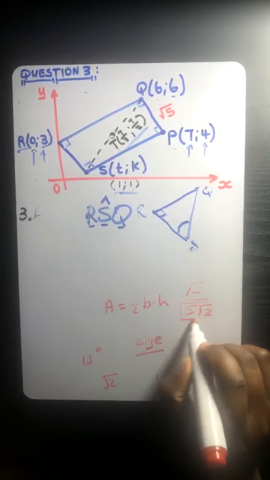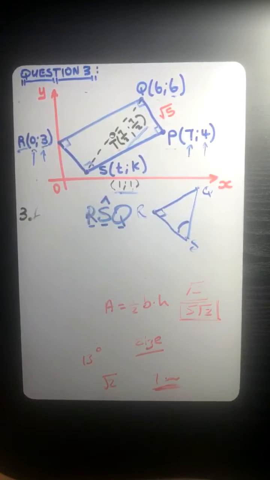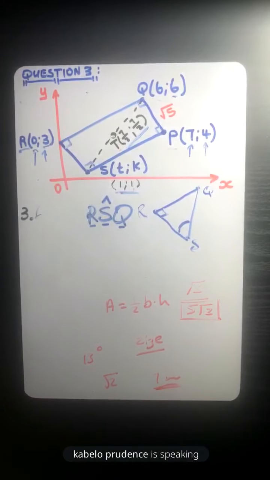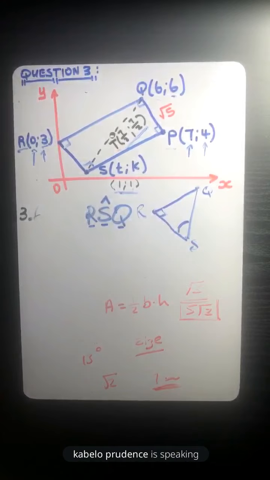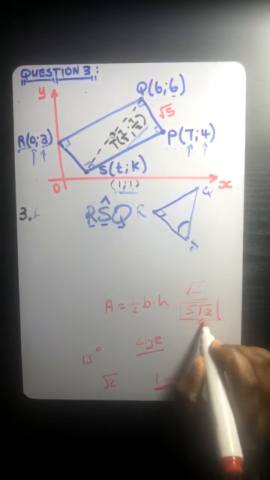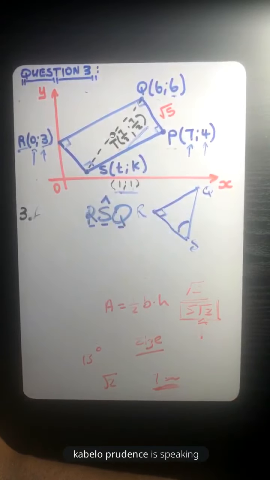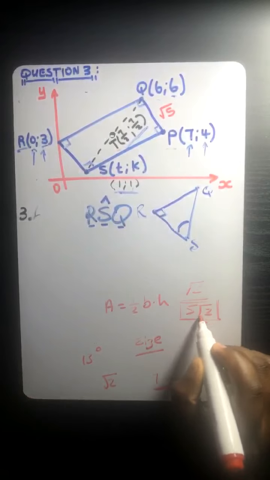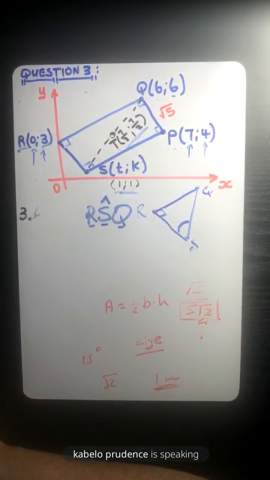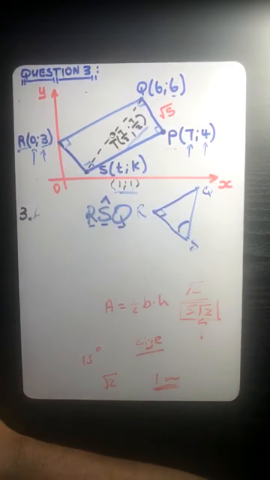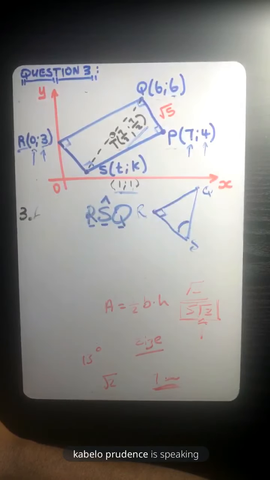Okay, wait. This one, where is it coming from? Prudence, somewhere you copied it. Sir, I used a different method from yours. Where did you steal this answer? 5 square root of 2. Like the first time he did, I did like at school. Question 2.